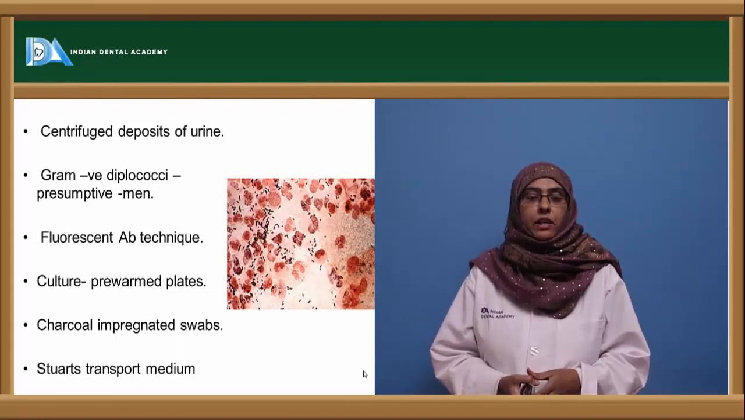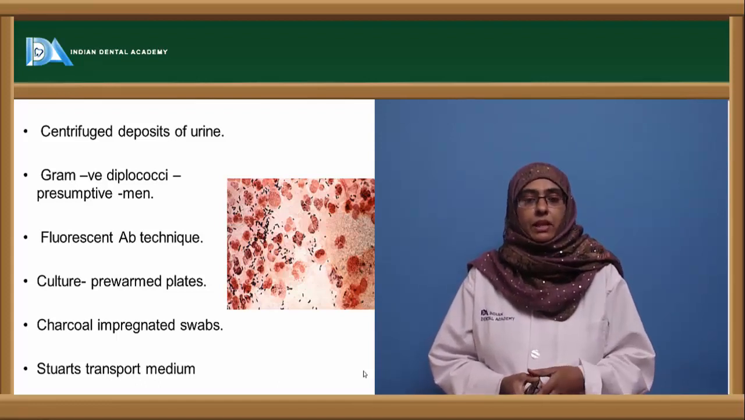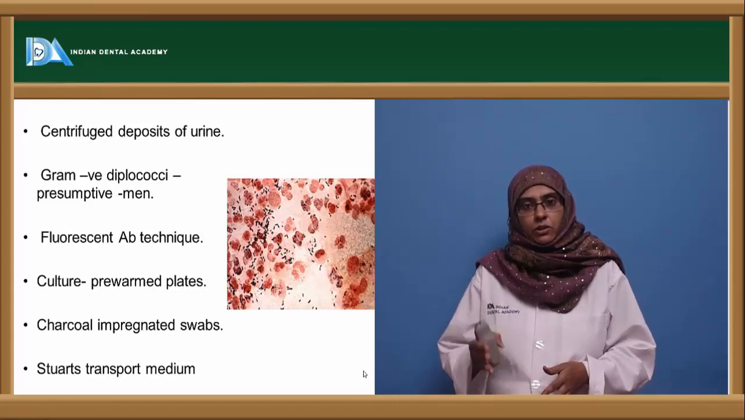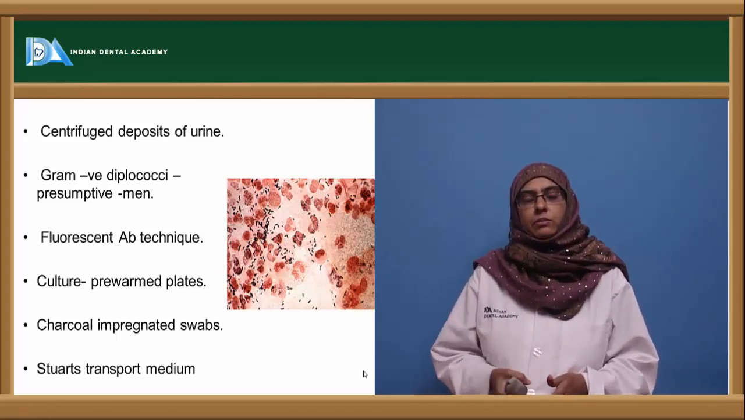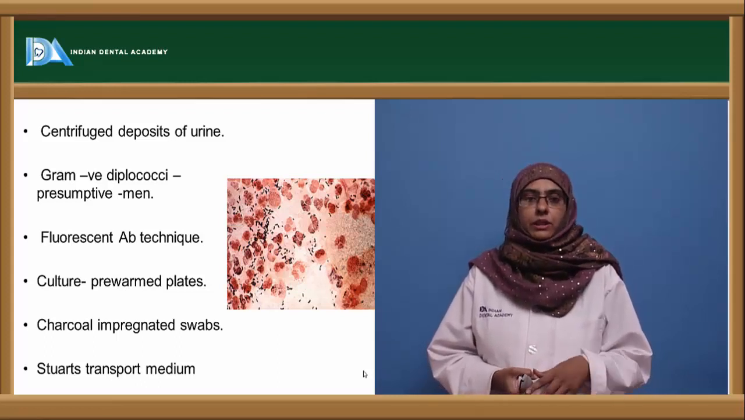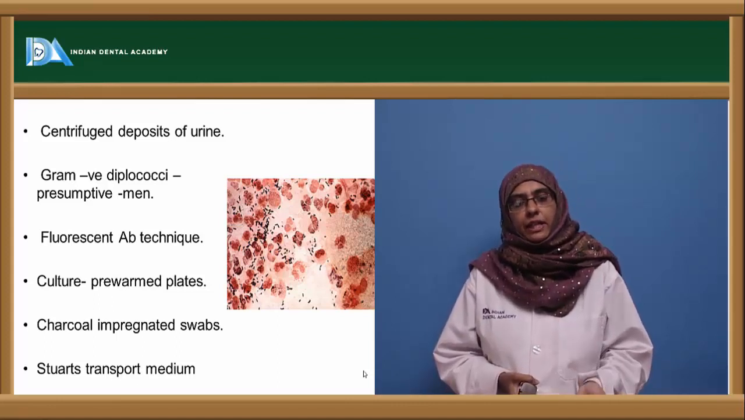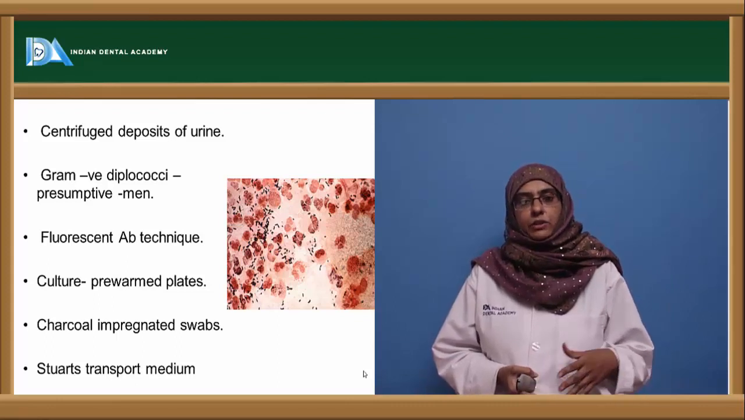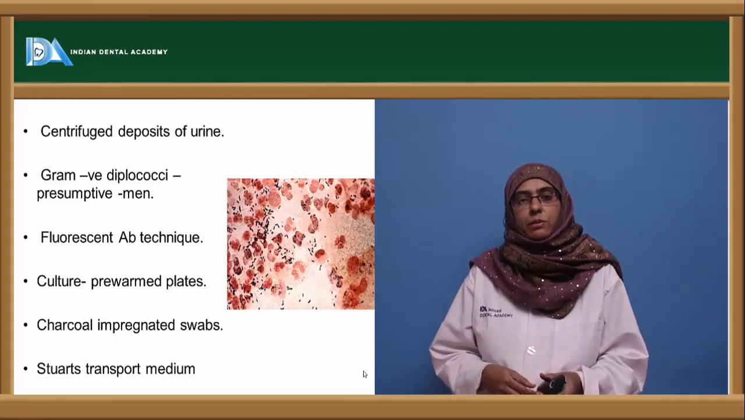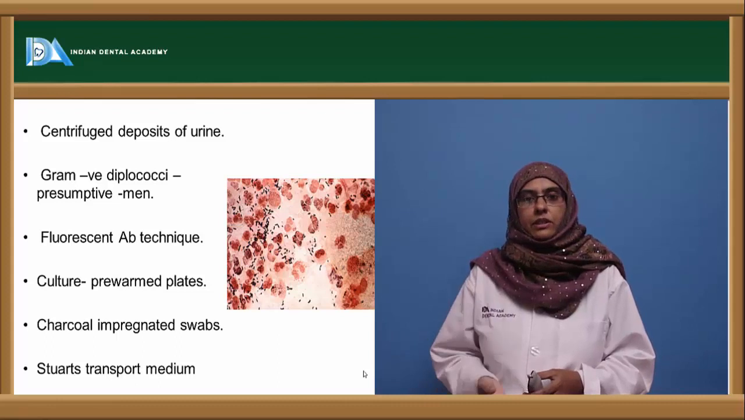But in females, it is difficult to isolate because the female vagina is inhabited by a different group of microorganisms, the normal flora, and hence there will be confusion in the diagnosis. So gram staining is possible as a presumptive test only in males. After which you can go with more sensitive testing such as the fluorescent antibody technique, where you detect the antibodies produced against a specific antigen of that particular organism. These tests are more sensitive and more sophisticated in identifying the organism for treatment purposes.